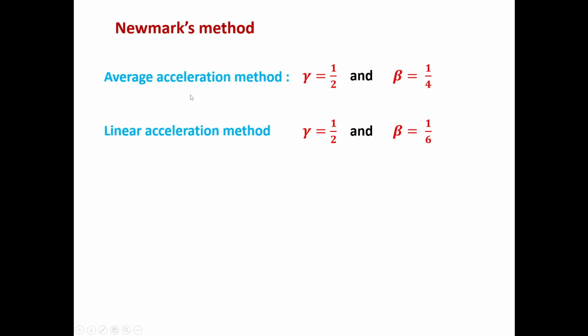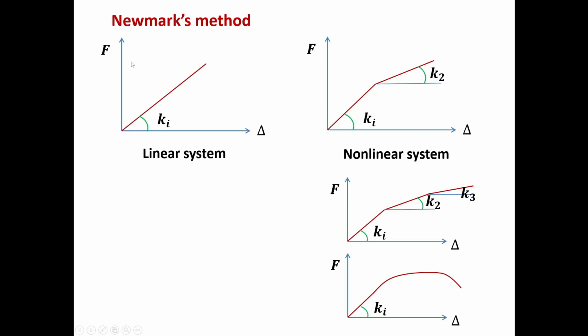We have also seen it could be the average acceleration method when gamma is half and beta is 1/4, and the linear acceleration method when gamma is half and beta equal to 1/6. A linear system is one where the response is linear, and a nonlinear system is where the initial stiffness is changing. The change may happen twice, thrice or any number of times, or it can even be curvilinear, where at every step it is changing its stiffness. So we have to understand that the basic difference between the linear method and the nonlinear method is that the stiffness is changing at some time.